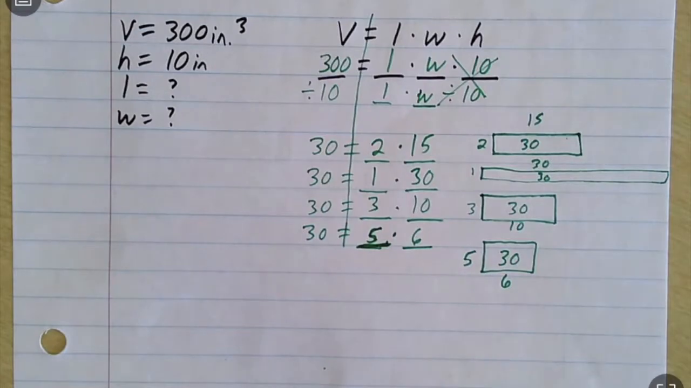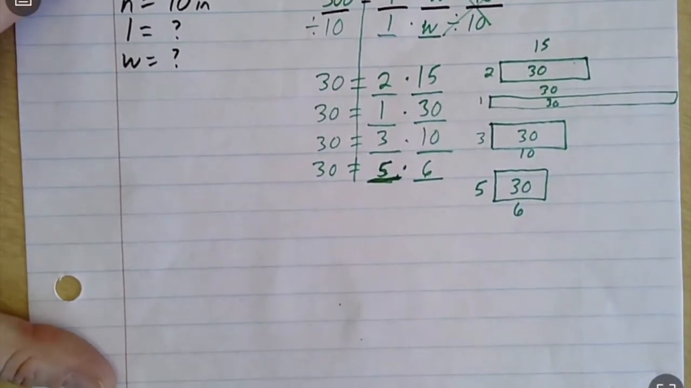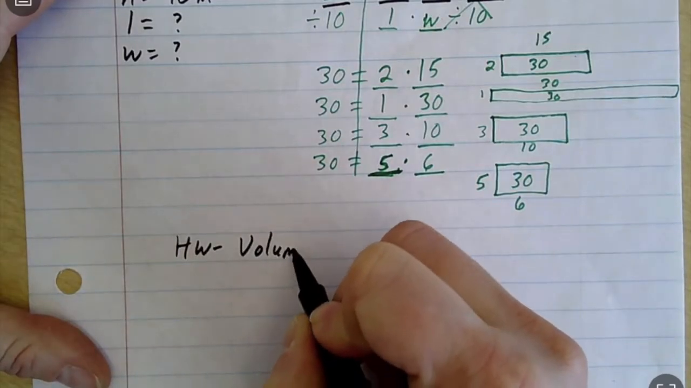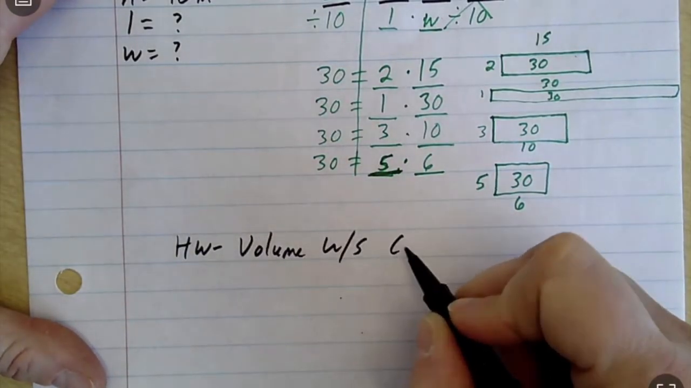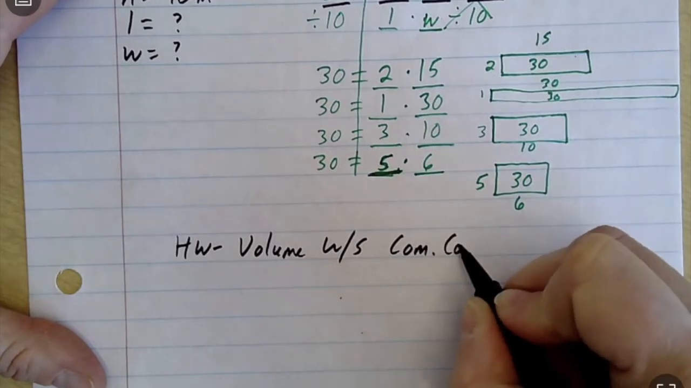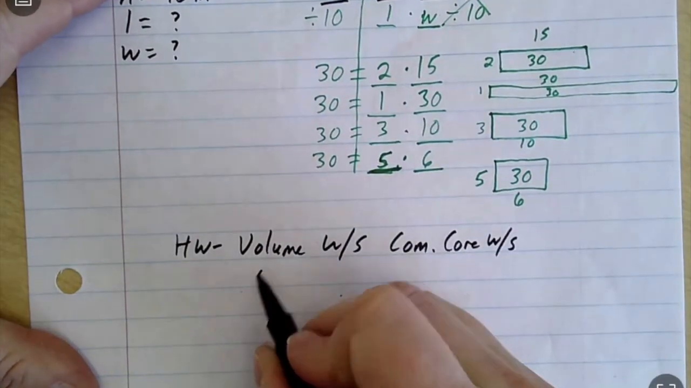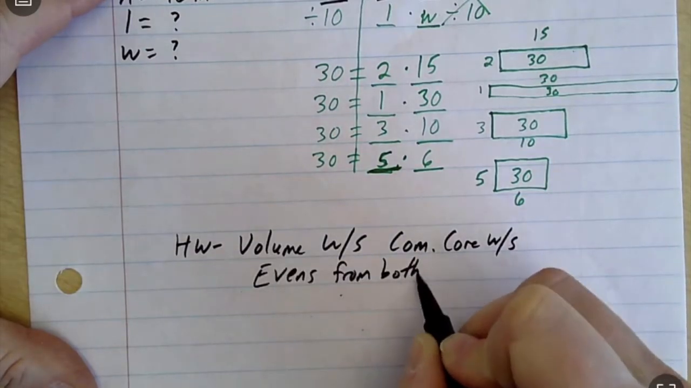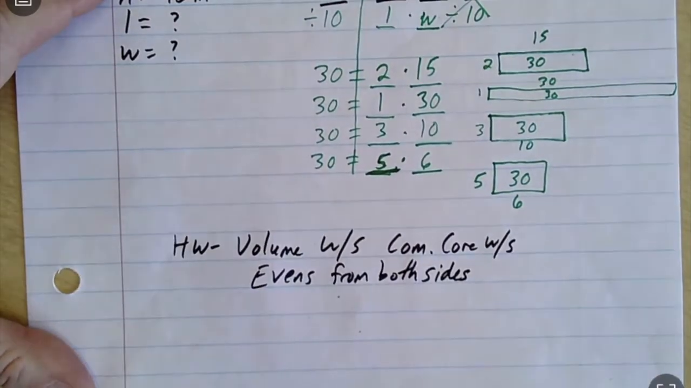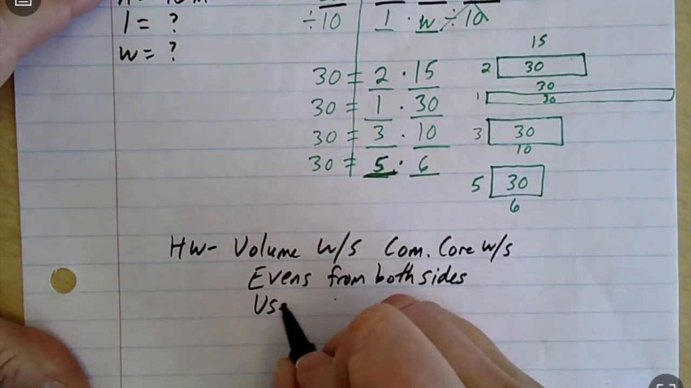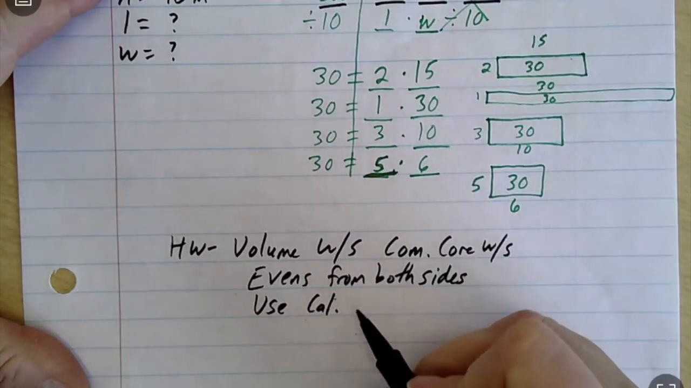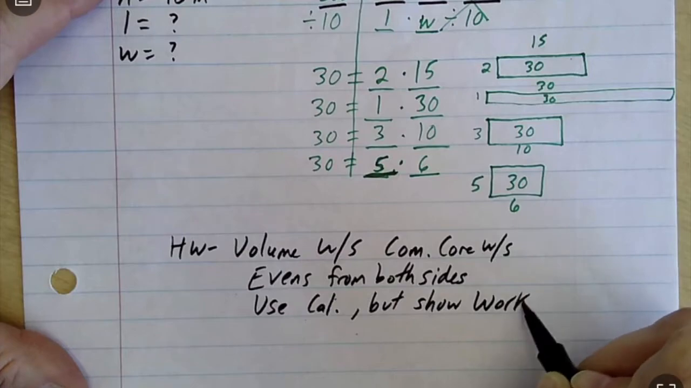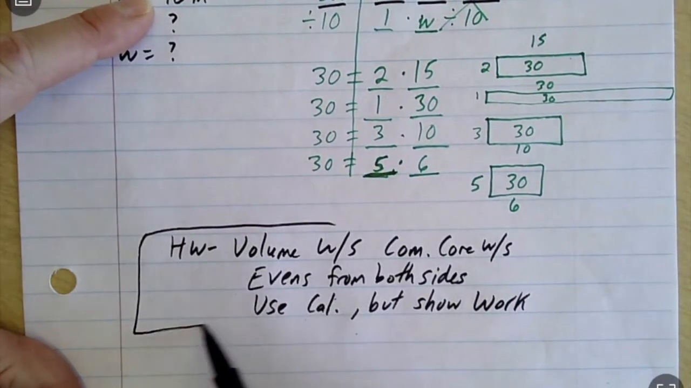So some more help with that. To help with volume, we're going to do another homework worksheet on volume. This volume worksheet is actually the Common Core worksheet. I would like you to do evens from both sides. You can use your calculator, but show your work. So these notes will be helpful to study for your test.